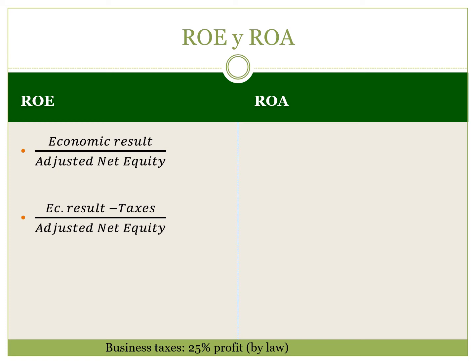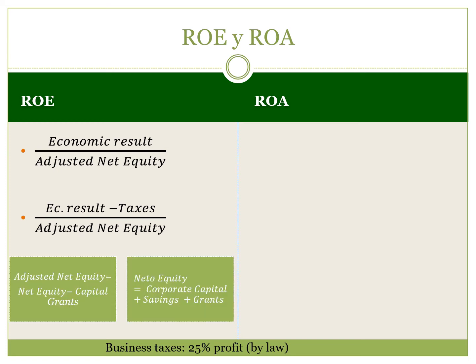In order to calculate the adjusted net equity, you just need to do net equity minus capital grants, only capital grants. And if you don't remember clearly what is net equity, you can go back and check the balance sheet video where I explain everything in detail. But as a short reminder, you have here the formula. You need to add the corporate capital or the paid capital plus savings plus grants, all the grants, not only the capital ones, okay?